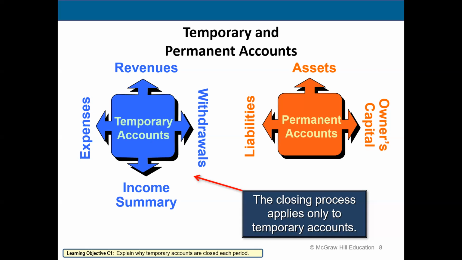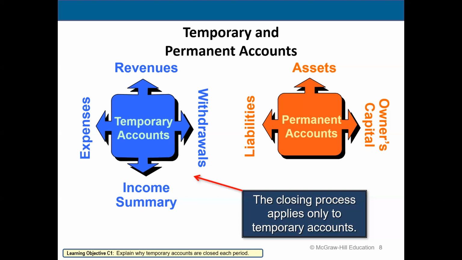Temporary accounts are, like I said, those accounts that we want to use to measure the amount of something that happens over a time period. So revenues, we want to measure how much revenue we received for a month or for a year, as an example. Expenses, we want to measure the amount of expense we paid during the same time period. And then withdrawals, we want to measure how much the owner pulled out of the business during a given month or quarter or whatever time period. And then finally, the income summary account, which you haven't learned about yet, because it's a special account we only use for closing.